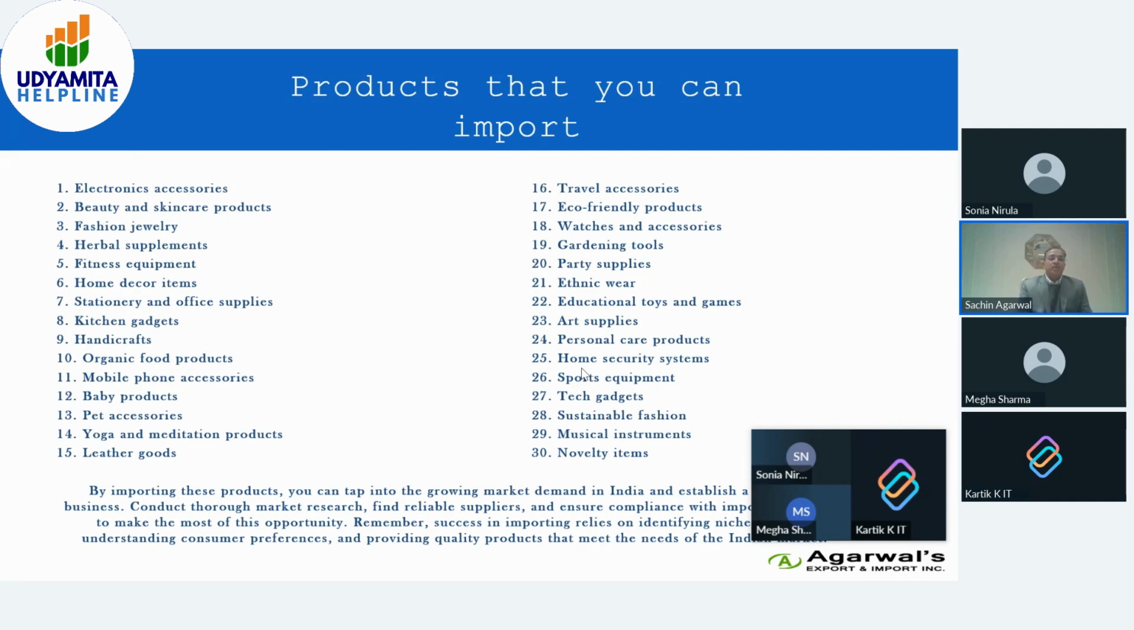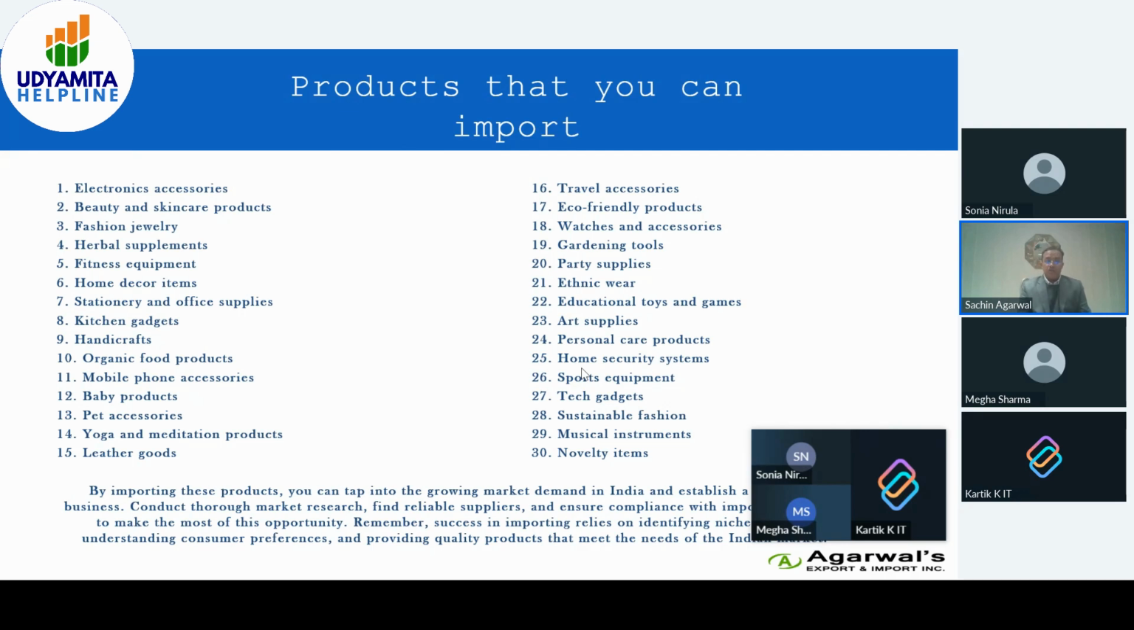So beauty and skincare products are there, fashion jewelry is there, herbal supplements, fitness equipment, home decor items, stationery and office supplies. Yes, they come at a very competitive price. Kitchen gadgets, yes, kitchen gadgets are very price conscious. Now handicrafts, organic food products, yes, few countries have the edge which other countries can't match, so it makes sense to get products from those countries.